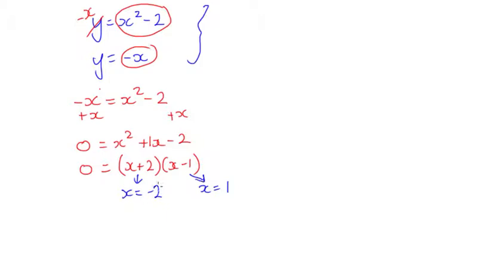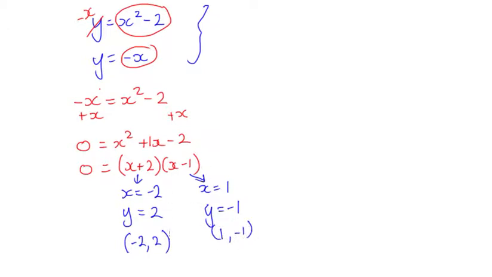So when x is negative 2, we need to find what y is. So we've got a choice. We can either plug it into the first one or the second one. I think the second one's going to be easier, so let's do that. So if x is negative 2, y is the negative of negative 2, which is positive 2. And when x is 1, y is the negative of 1, which is negative 1. So we have two solution pairs, negative 2, 2, which you sometimes see written as a coordinate, and 1, negative 1.